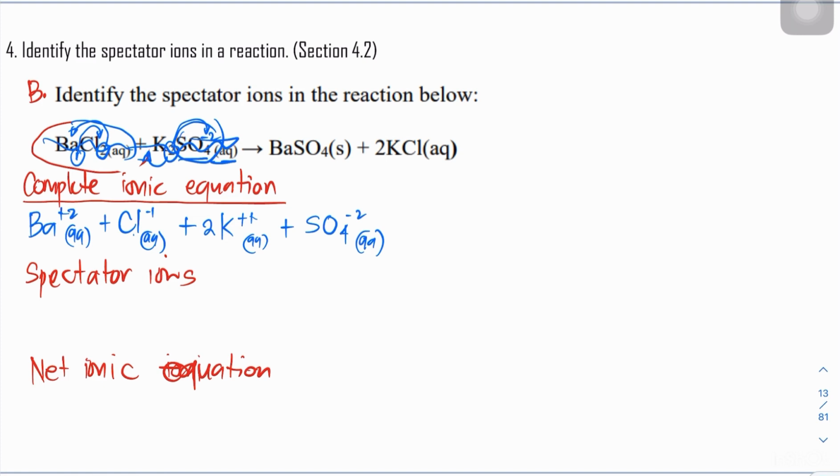Next, let's move on to the product side. This is solid. So are we going to break it down? No, as the rule says. So you simply copy BaSO4 and just write solid. Don't forget that one.